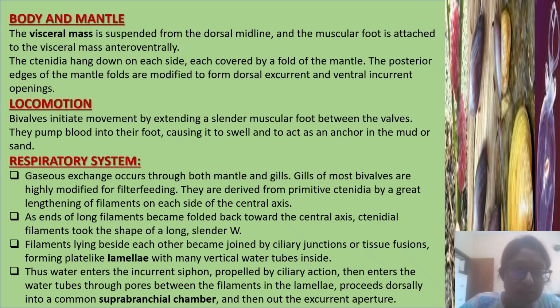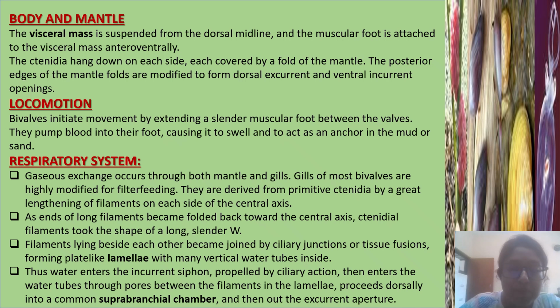Locomotion. Bivalves initiate movement by extending a slender muscular foot between the valves. They pump blood into their foot, causing it to swell and to act as an anchor in the mud or sand. Next point is respiratory system. Gaseous exchange occurs through both mantle and gills. Gills of most bivalves are highly modified for filter feeding.